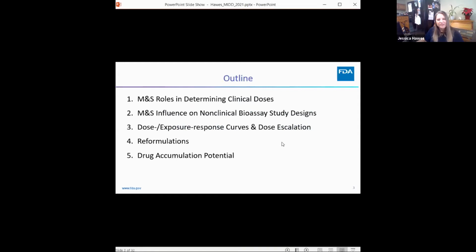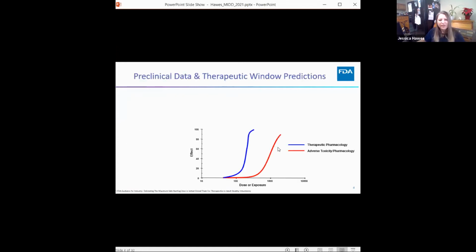In this presentation, I will be talking about regulatory perspectives on the use of modeling and simulation in determining clinical doses for early phase trials, the influence of M&S on non-clinical bioassay study designs for drug products, how dose exposure response curves can influence dosing regimen decisions in early phase clinical trials, the role of M&S in drug product reformulations, and if we have time, considerations for drug products with significant accumulation potential.